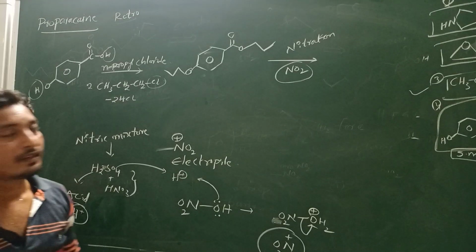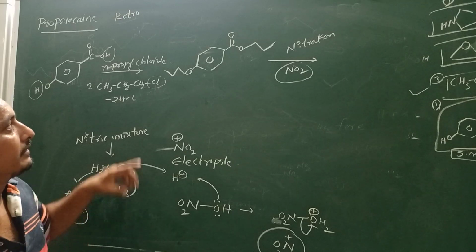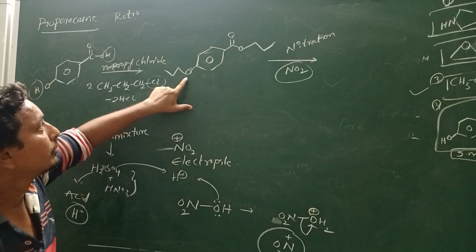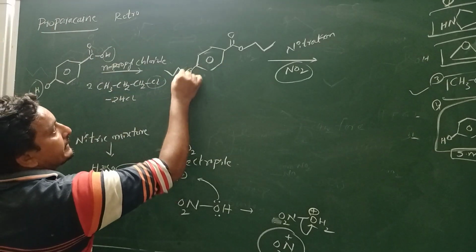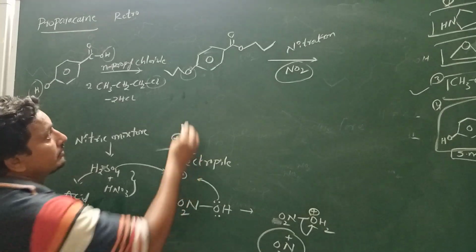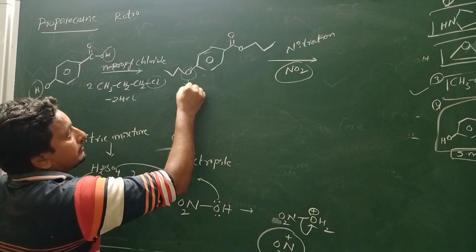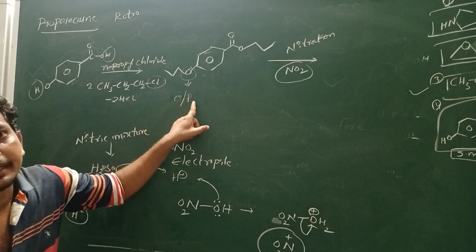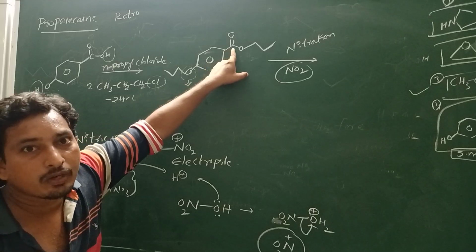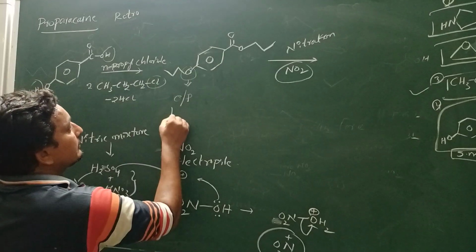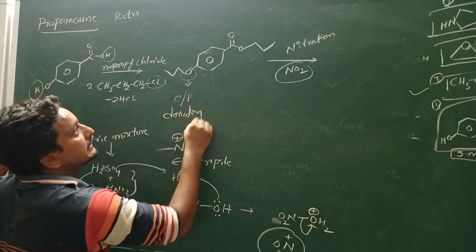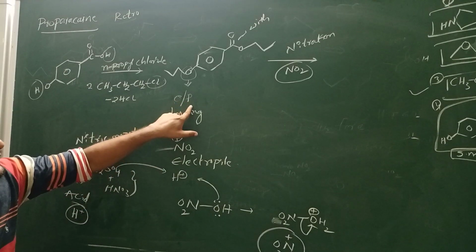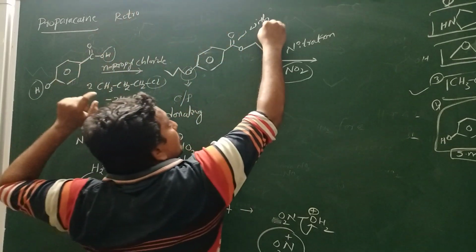Okay, here you observe the O and C double bond O groups. This O group is an ortho or para activating group. This group is an ortho or para activating group, and this is the electron withdrawing group. This is the donating group. This is the withdrawing group. This is the ortho or para activating group. This is the meta directing group.